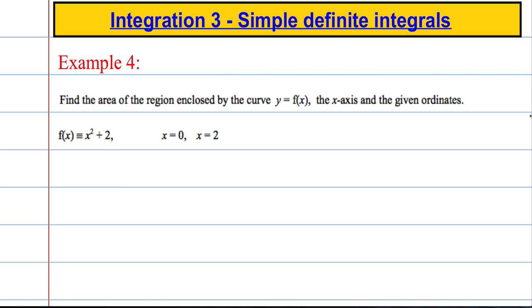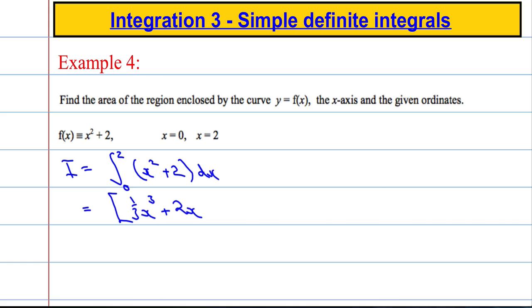Okay, so what we're going to do is integrate between 0 and 2 the function x squared plus 2, and we're integrating with respect to x. So, like before, I'm going to put up big brackets. We're going to increase the power of x by 1, multiply by 1 over that power, increasing the power of x by 1, and we get 2x, and we need to evaluate that between 0 and 2.